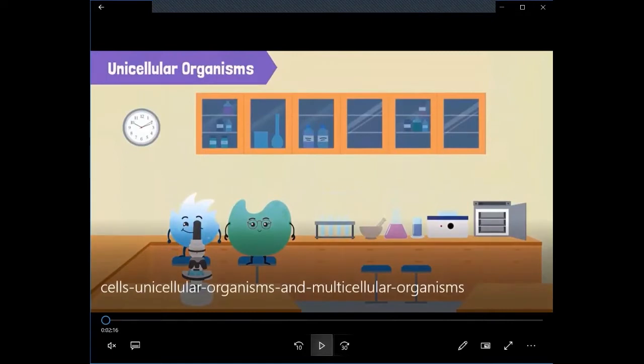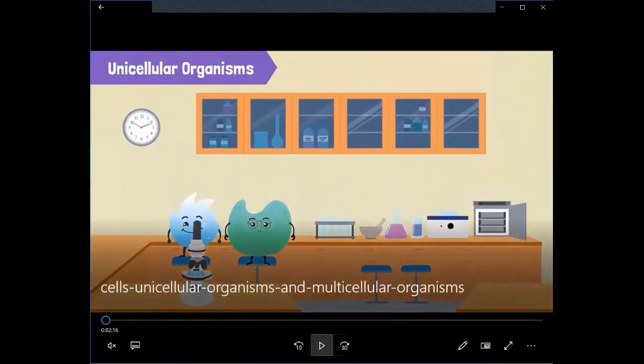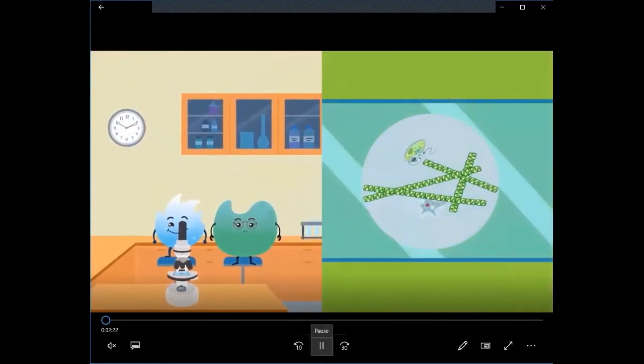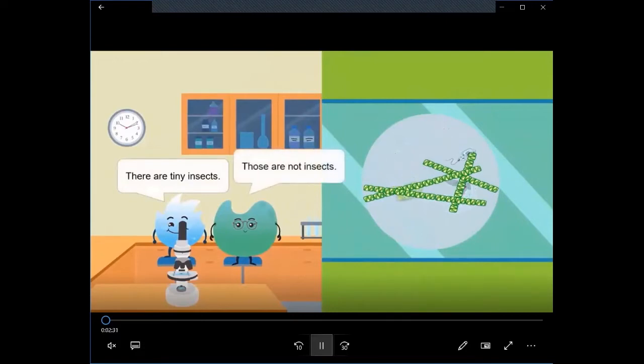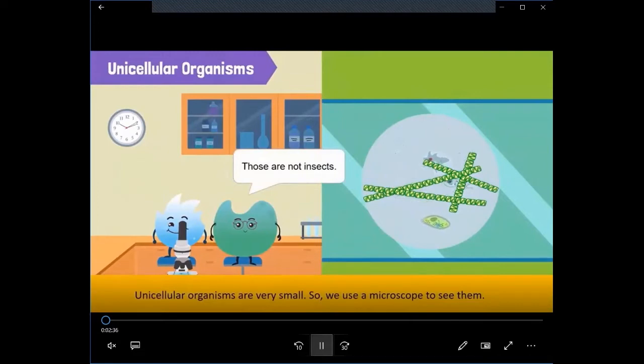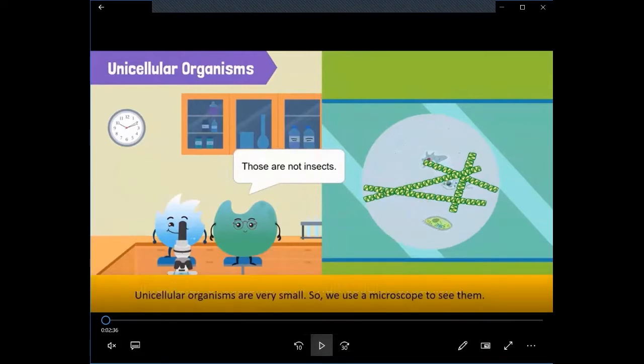Do you want to see how the water looks like under the microscope? Can you guess? Let's take a look. What do you see? Insects? They are tiny insects? Those are not insects. They are called unicellular organisms. Unicellular organisms are very small. That's why we use a microscope to see them.